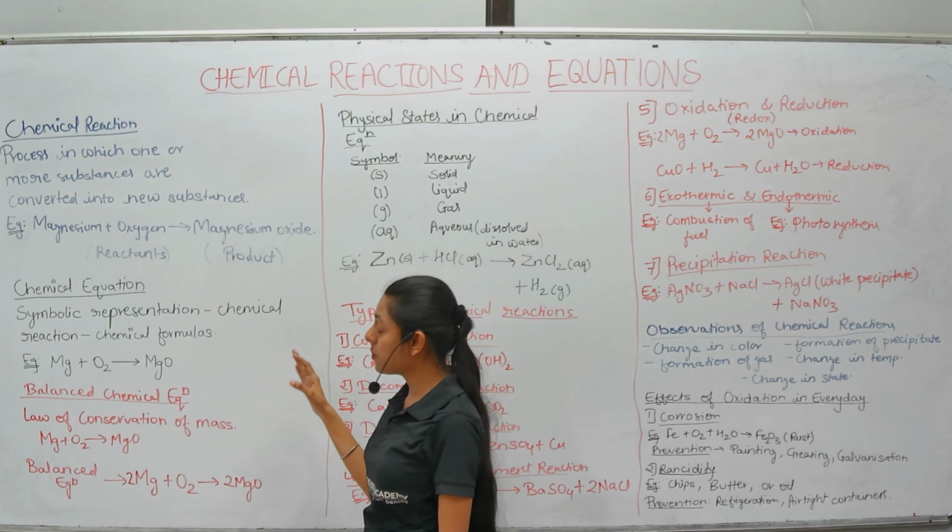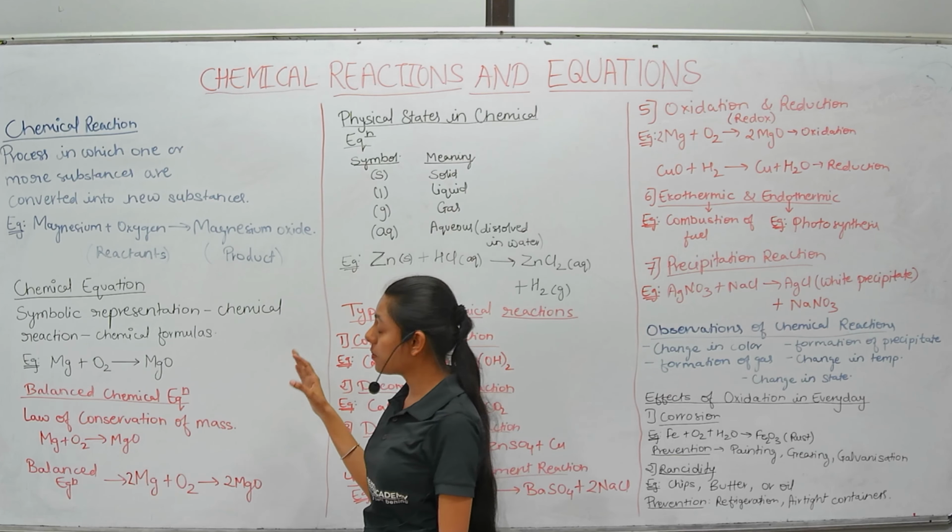Now we'll see the types of chemical reactions. There are 7 types of chemical reactions. First is the combination reaction. In a combination reaction, 1 or 2 elements react with each other to form a single product. The example here is calcium oxide plus water will give us calcium hydroxide.